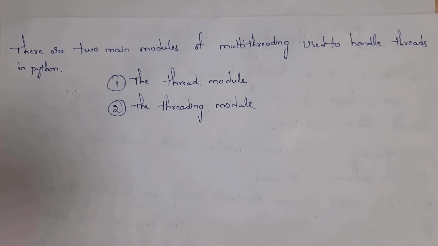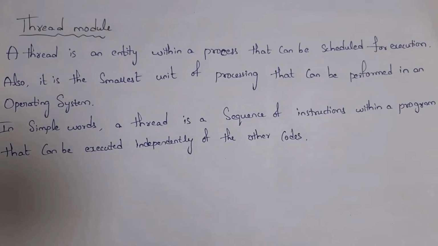If you want to execute all threads concurrently, that is, at a time in Python, you can use two modules. One is the thread module and the next one is the threading module. In Python, multithreading can be achieved by using these two modules. At first I will explain the thread module in Python.